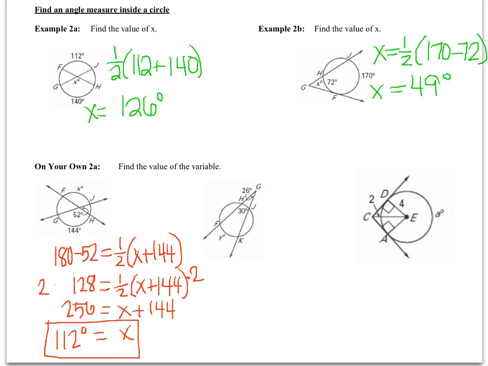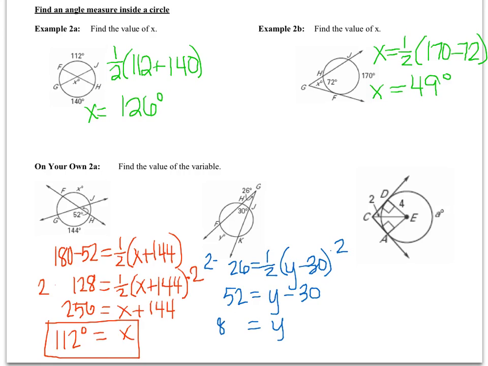Okay, looking at this picture, is it a bow tie or an alligator? Well, it's definitely an alligator since it's outside of the circle. So we know our angle is half the big minus the small arc. So I can write the equation: my angle, 26, equals half my big arc minus my small arc. To undo that 1/2, I'm going to multiply both sides by 2. That gives me 52 equals y minus 30. Adding 30 to both sides, you have y equals 82, and that's going to be in degrees again.